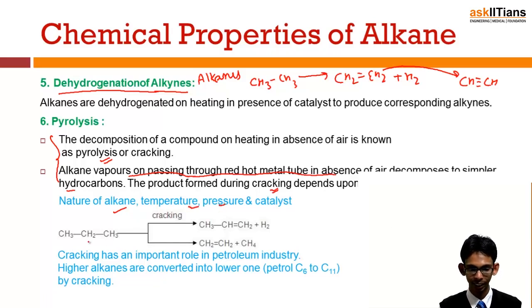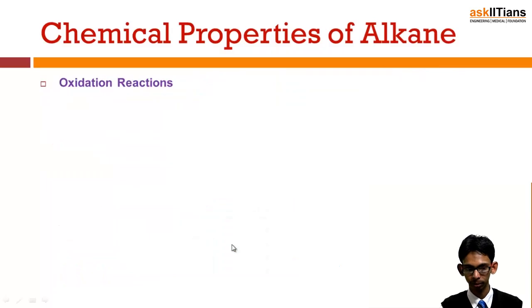and the catalyst. Just like this, when propane undergoes cracking, it results in the formation of propene, or it may also result in the formation of ethene. So cracking has an important role in the petroleum industry. Higher alkanes are converted into lower ones by cracking. So it is an important process which is used in the petroleum industry.